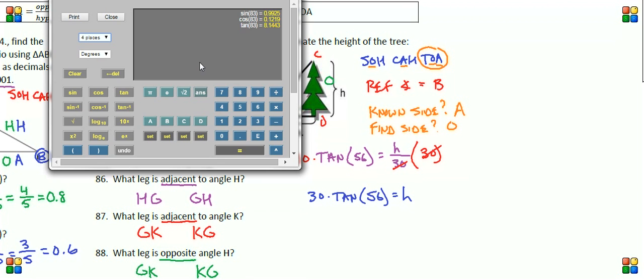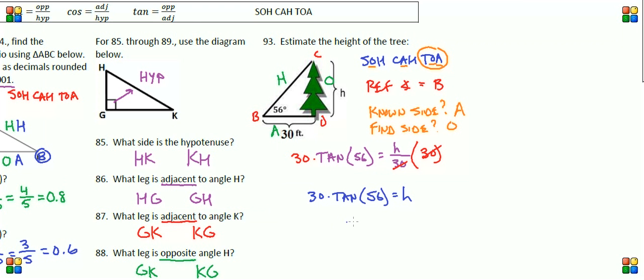Let's do that now. 30 times tangent of 56, sorry, I think I said tangent of h before. 30 times tangent of 56 is equal to 44.477. That unit of measure is feet, and that is going to be the height of our tree.